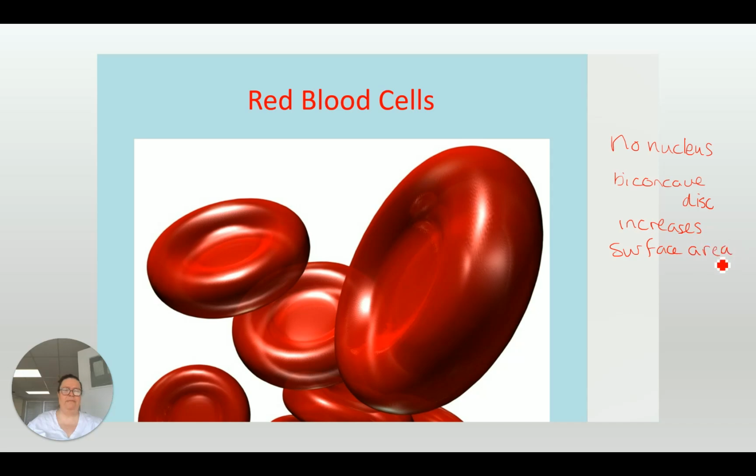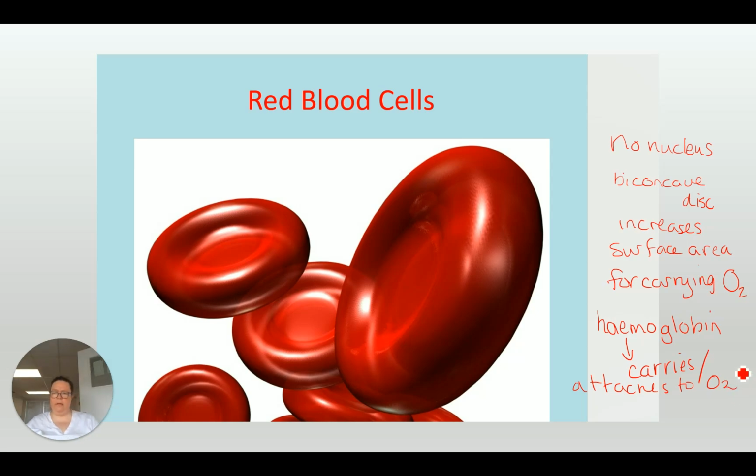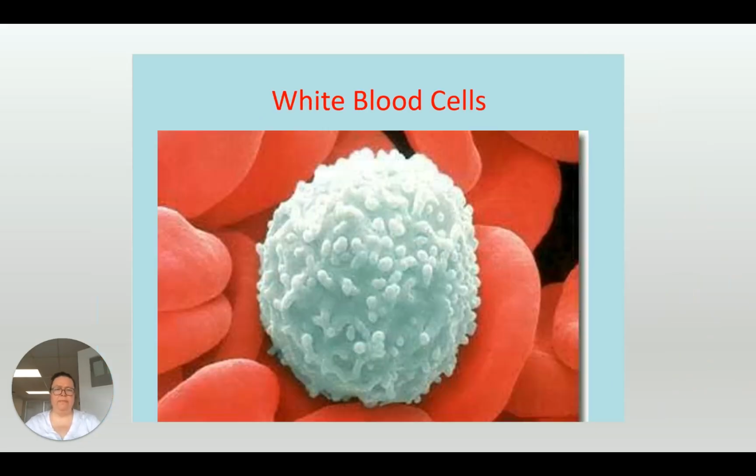Increases surface area for carrying oxygen. They also have a protein in them called hemoglobin. And hemoglobin is the bit that carries or attaches to the oxygen. Okay, so there are our facts on red blood cells. Let's go on to white blood cells.